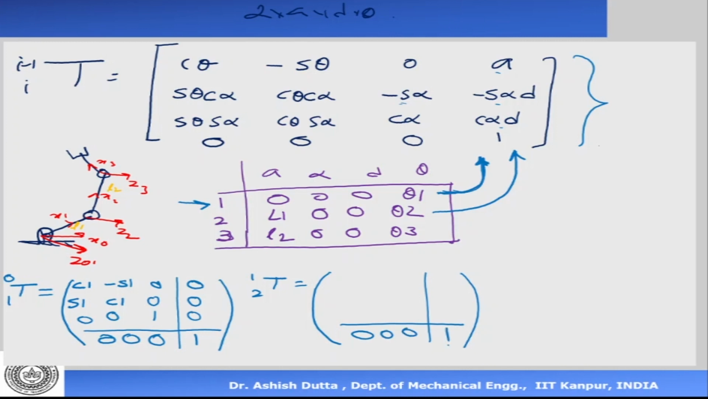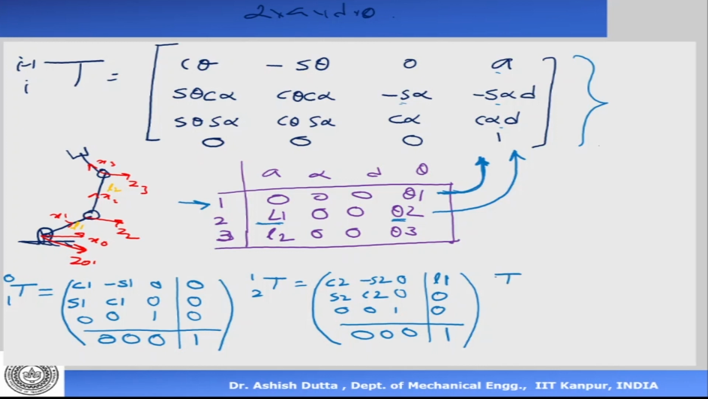Next, there is a distance L1 here, and there's a variable theta 2. Now if you look at the variable theta 2, it's cos 2 minus sin 2, sin 2 cos 2, 0 0 1 0 0. All you need to do is take this second row and put it into that matrix. There is a distance, so A is there. What is A? A is equal to L1. What is sin alpha? Alpha is equal to 0, so sin alpha is equal to 0, and D is also equal to 0, right? So this is 0 and that is 0. This is the second matrix I've got.